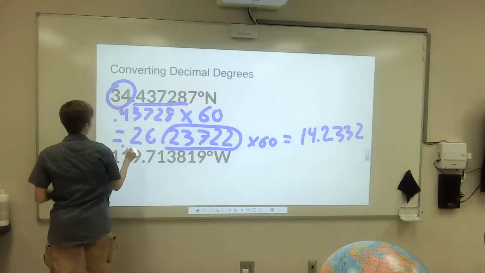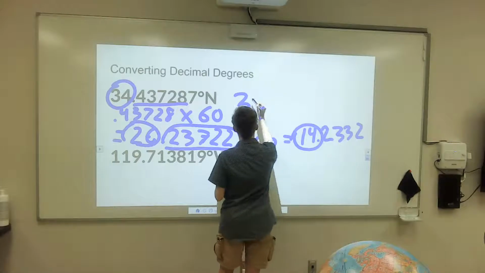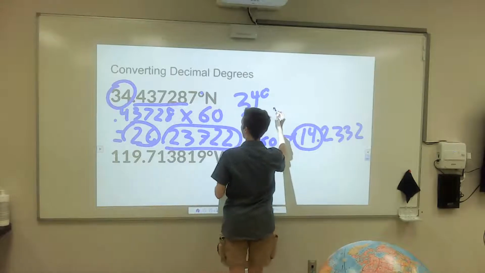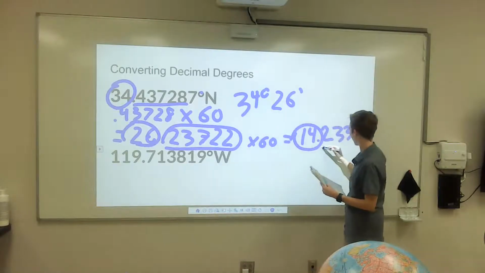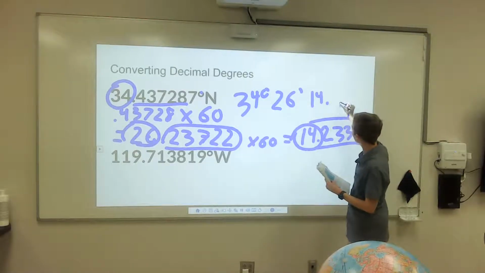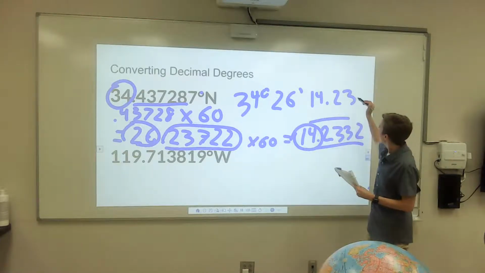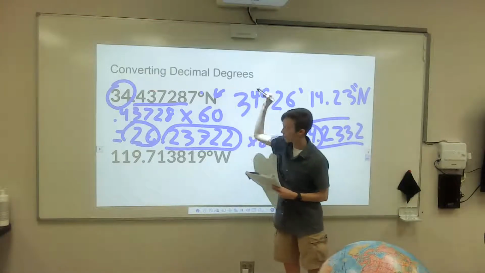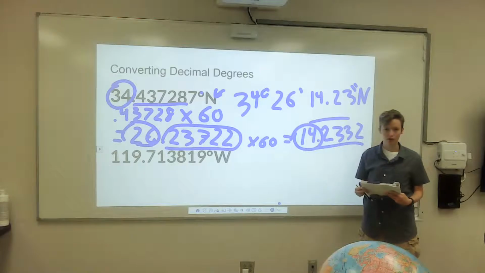So from here, we're going to take our 34, 26, and our 14. We're going to get 34 degrees. It's still degrees. 26 minutes. 14.23 seconds. You don't need to worry about the leftover, just the 23 is good. North. It's still north. Okay? And that's for the latitude. So give you guys a second to do that, and we'll do the longitude.